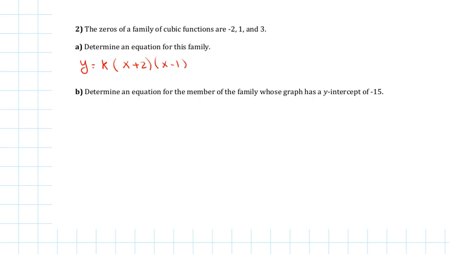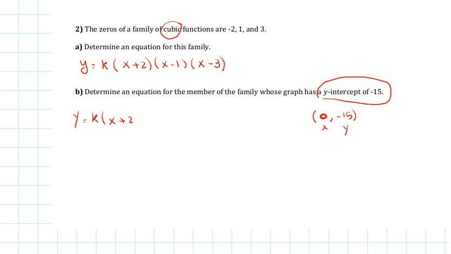It's a cubic function. All right, now determine an equation for the member of the family whose graph has a y-intercept of negative 15. Now, because it's a y-intercept of negative 15, that means my point is going to be (0, negative 15). So that's the point. This is x, this is y. So rewriting the equation, I'm going to replace x with 0 and y with negative 15.